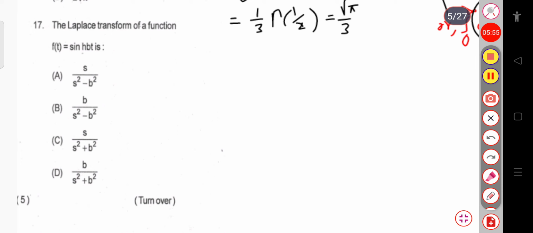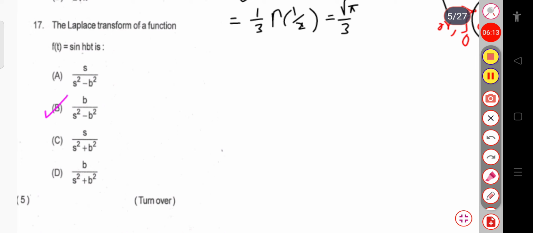You can say the Laplace transform of sinh(bt) is equal to b divided by s square minus b square. So this is our correct answer. You have to remember some basic formulas related to the Laplace transform. I have already discussed this one.